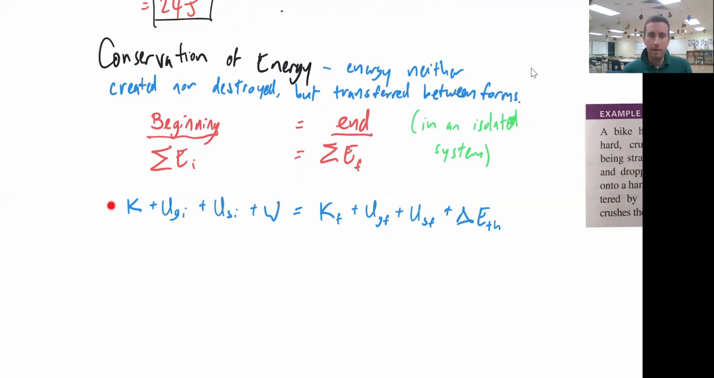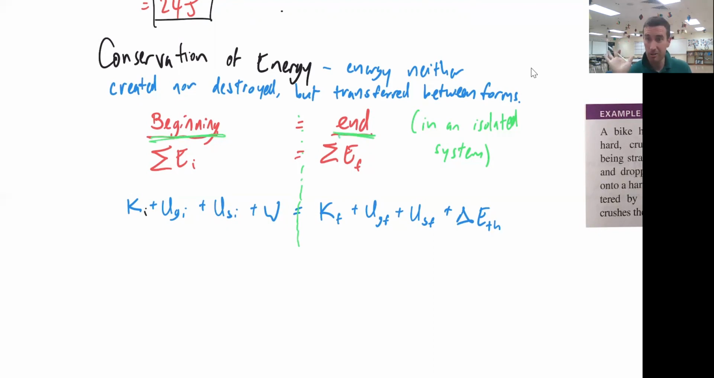Now, if I add up all the energies that we've been talking about, that would be kinetic at the beginning plus gravitational potential at the beginning plus spring potential at the beginning plus any work that I put in is equal to the kinetic at the end plus the gravitational at the end plus the spring at the end plus any change due to thermal energy, so any heat lost. So basically, this is just separating it down the middle and saying the beginning part has to be equal to the end part. Set them all equal.